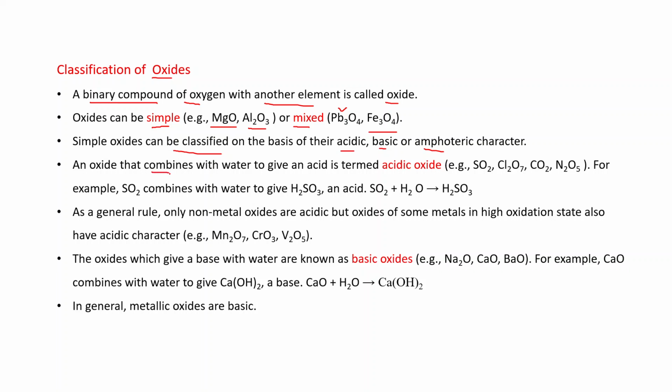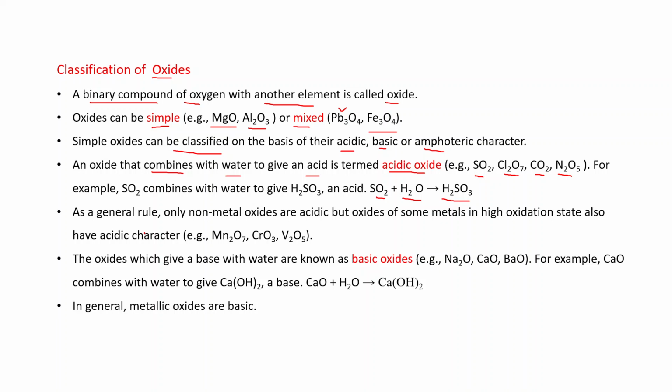An oxide that combines with water to give an acid is termed an acidic oxide. For example, SO2, Cl2O7, CO2 and N2O5. One equation we can write: when SO2 reacts with H2O, it forms H2SO3. This is called sulfurous acid.